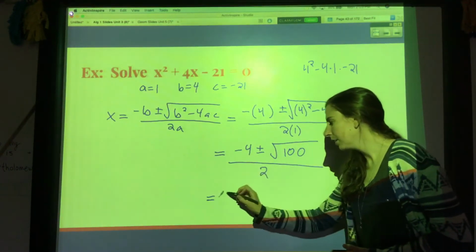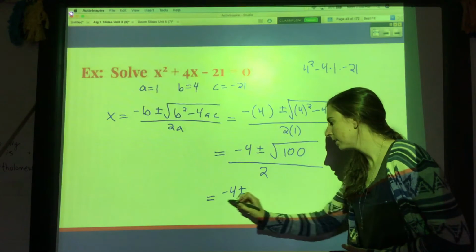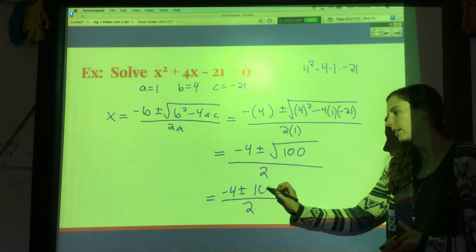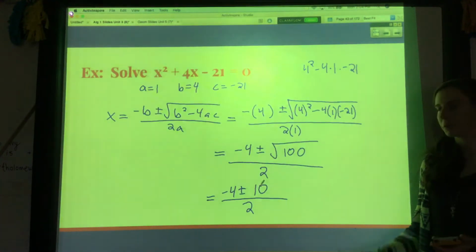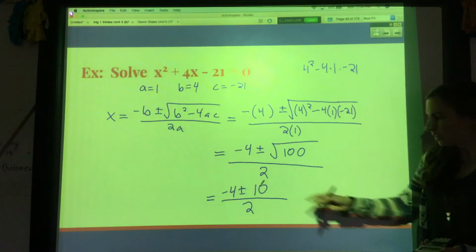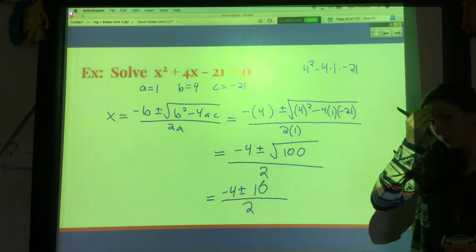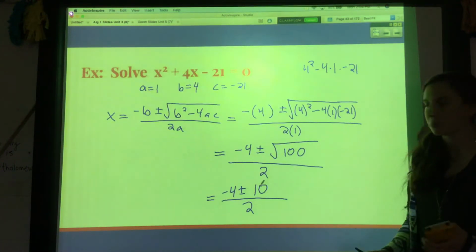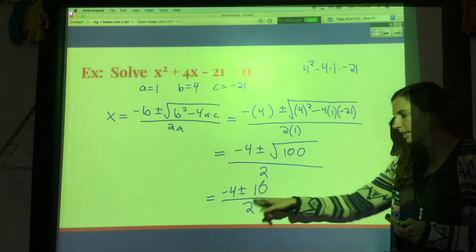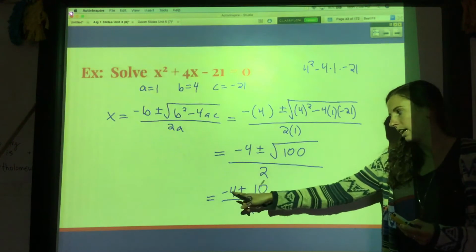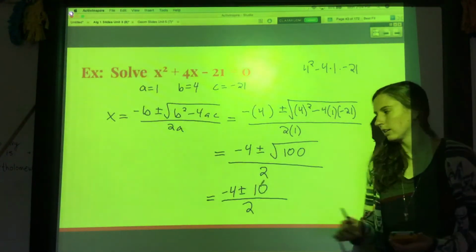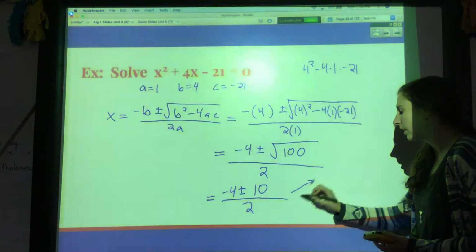So I've still got negative 4 plus or minus all over 2. The square root of 100 is 10. And at that point, the square root's gone because I just used it. All right. So this is my answer, except I'm going to need to split it up at this point because my answers are negative 4 plus 10 over 2 and negative 4 minus 10 over 2. And those are going to give us 2 different answers. So at this point, I'm going to go ahead and split it up.